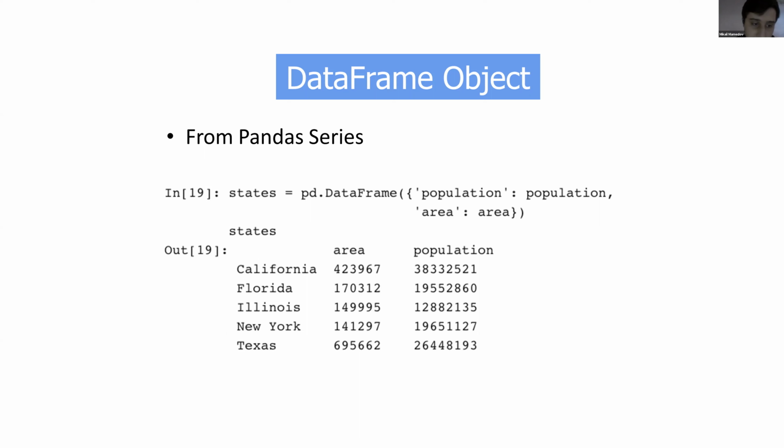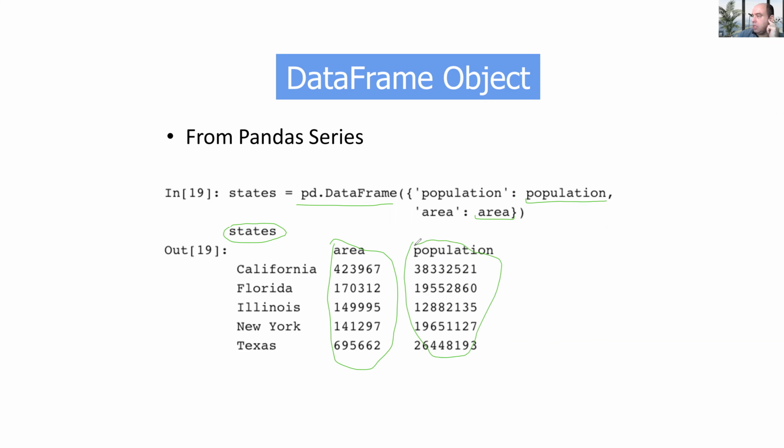Exactly. So what I do is I define a new data frame, okay, with one column called population, and that will take the series population, and one column called area, and that will take the dictionary called area. Okay, and I get basically a data frame called states, and it has two columns, area and population.